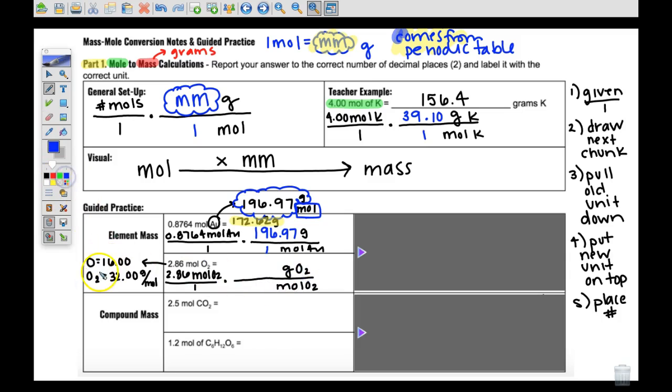Now I need to place my numbers based on the conversion factor I derived by looking at my periodic table. For every 1 mole of O2, that's the same as 32 grams of oxygen. After multiplying these two numbers together, because both of the digits are on top, I get an answer of 91.52 grams.